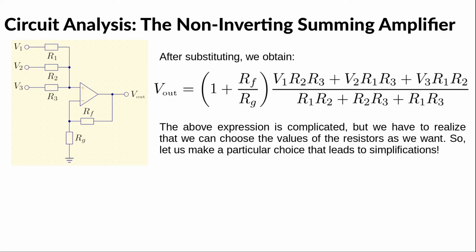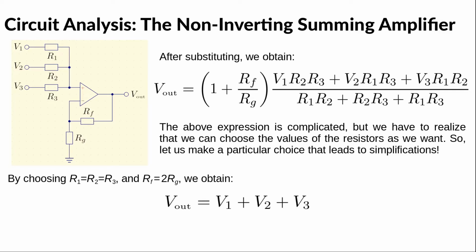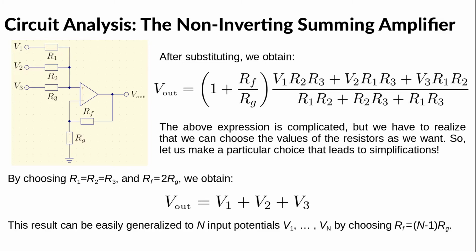But now we can make a choice for the resistors in order to obtain what we want. Oh, by the way, what do we want? The name of the circuit should be self-explanatory. We want the output to be the sum of the inputs. We can achieve this by choosing R1 equals R2 equals R3 and Rf equals 2Rg. This result can be generalized to any number of inputs.